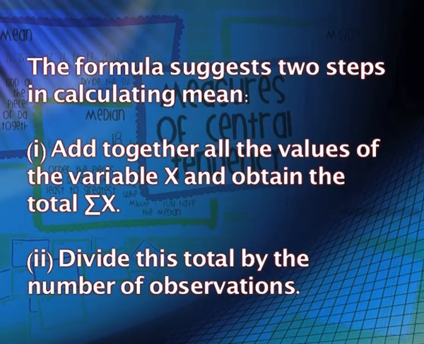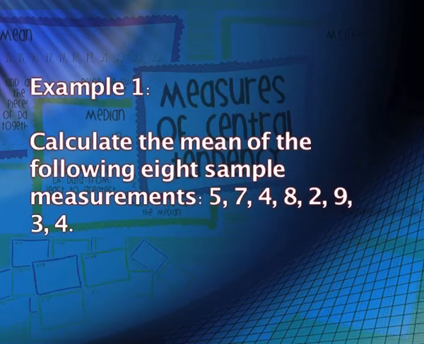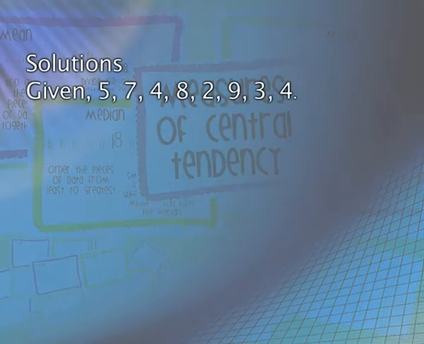The formula suggests two steps in calculating mean. The first one, add together all the values of the variable x and obtain the total sigma x. The second point, divide this total by the number of observations. So let's see an example here, example 1. Calculate the mean of the following 8 sample measurements. The 8 sample measurements are 5, 7, 4, 8, 2, 9, 3 and 4. So let's come to the solution.